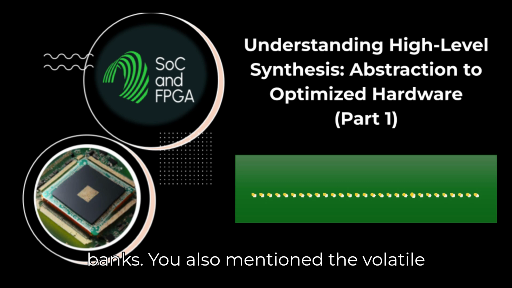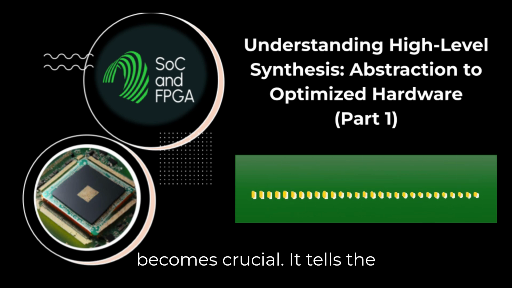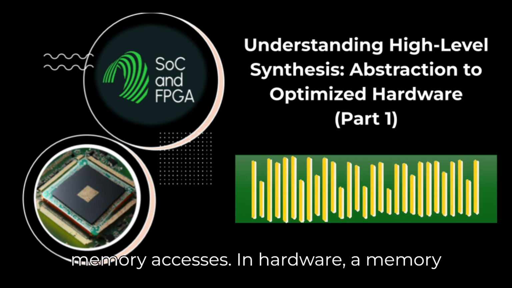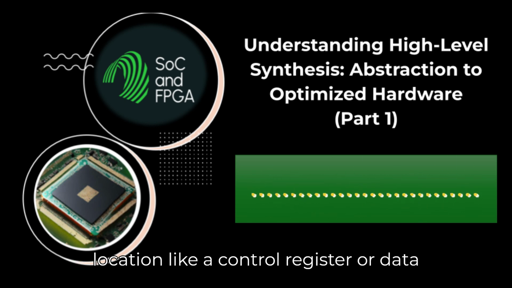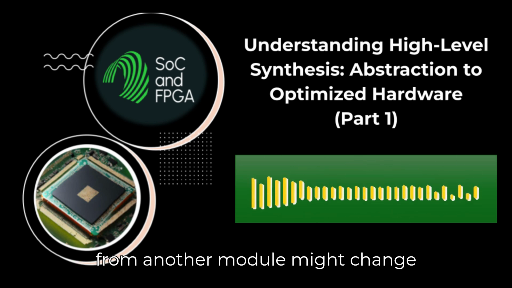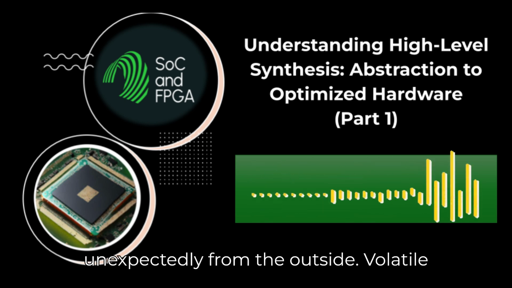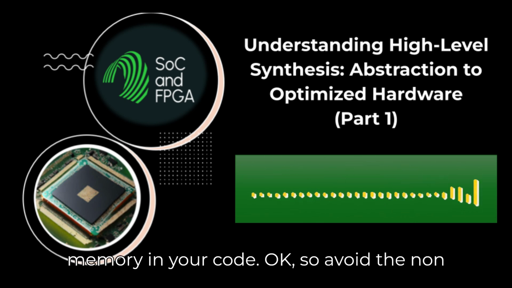You also mentioned the volatile keyword being important. Yes, volatile becomes crucial. It tells the C++ compiler not to optimize away memory accesses. In hardware, a memory location, like a control register or data from another module, might change unexpectedly from the outside. Volatile ensures the tool generates actual reads and writes every time you access that memory in your code.